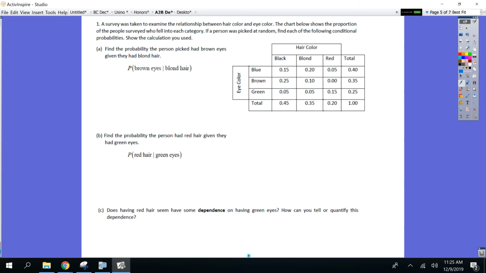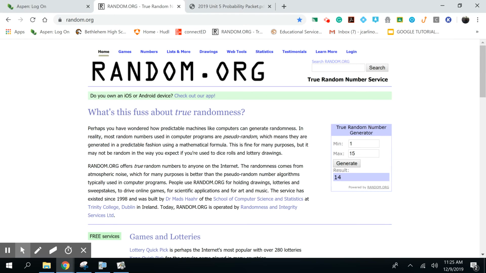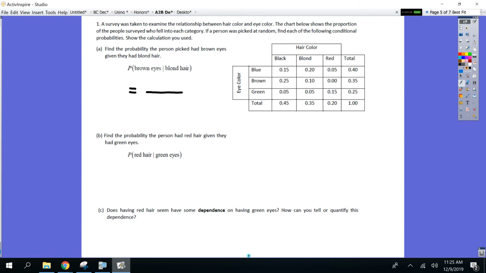I just want to do one on conditional probability. Read it for me. Probability of brown eyes, what's the vertical bar for? Oh boy, come on, it hasn't been that long. Probability of brown eyes, given they already have blonde hair. So we already know they have blonde hair. So all I need is, what's this going to be out of then? Don't yell out anything. We already know they have blonde hair. So this should be out of what?